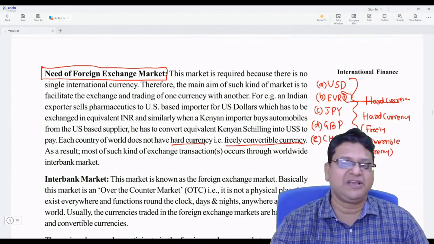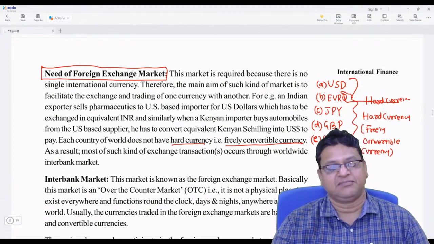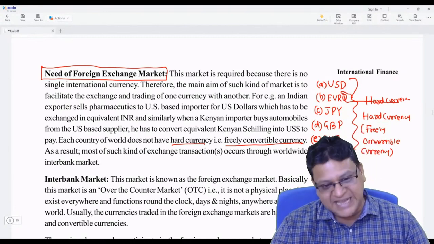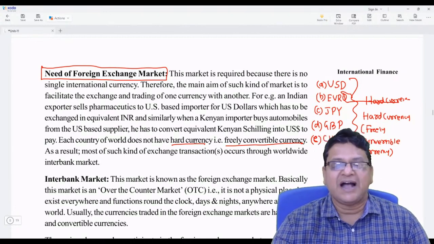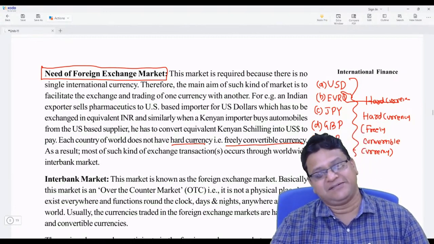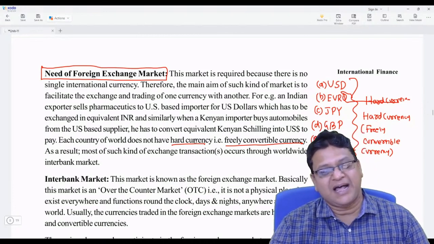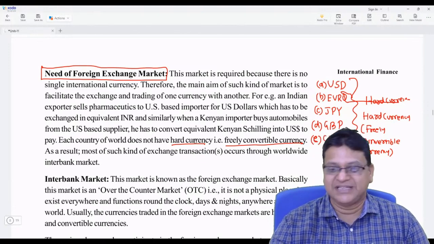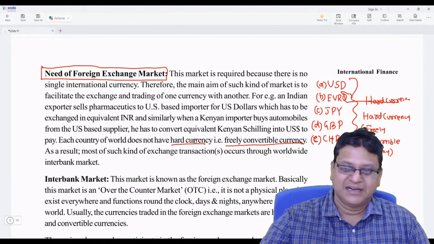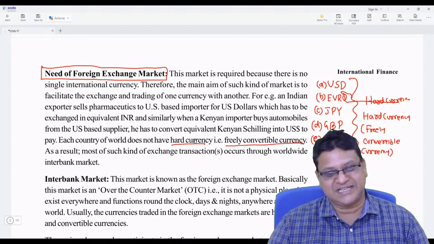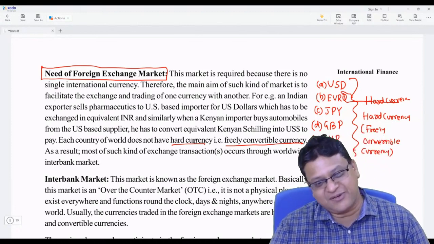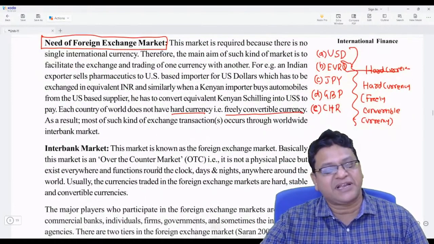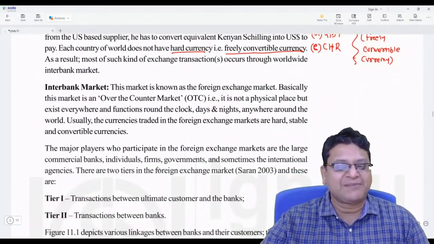That is known as freely convertible without any restriction. That is known as hard currency. So in the foreign exchange market, mostly hard currencies are traded. Their values are expressed in soft currency. There can be trading between hard currencies, and there can be trading of hard currency where payment will be made in soft currency. And most of the forex market is the interbank market.